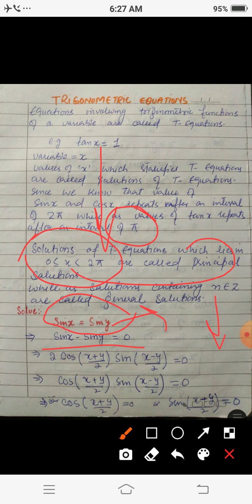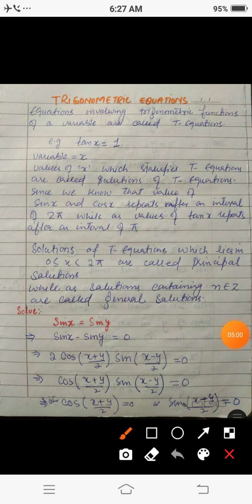Using the formula for sin a minus sin b, sin x minus sin y is simply twice cos of (x plus y) upon 2 into sin of (x minus y) upon 2. Now this 2 is a non-zero constant, so only the product of these two terms should be 0, that is cos (x plus y)/2 into sin (x minus y)/2 equals 0. Here cos (x plus y)/2 is a real number and sin (x minus y)/2 is a real number, so the product of two real numbers is 0 if and only if either one is 0 or the other is 0. So we should have either cos (x plus y)/2 equals 0 or sin (x minus y)/2 equals 0.